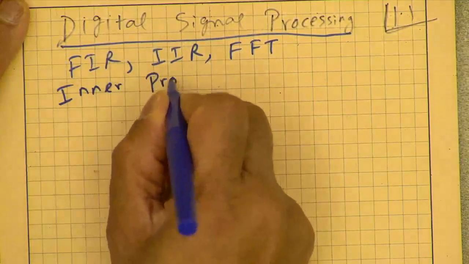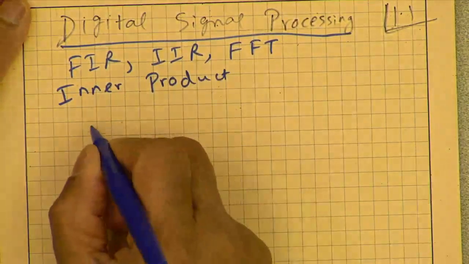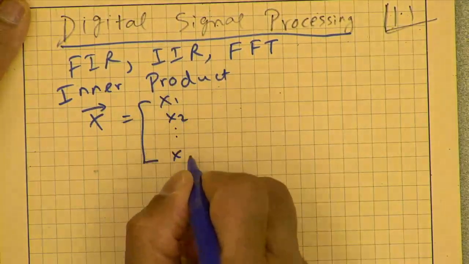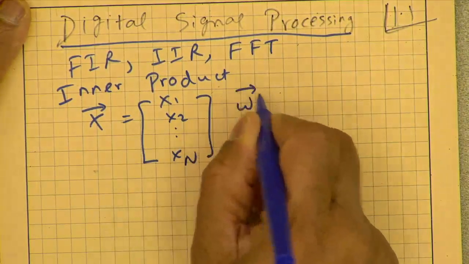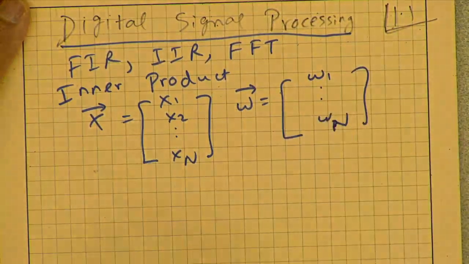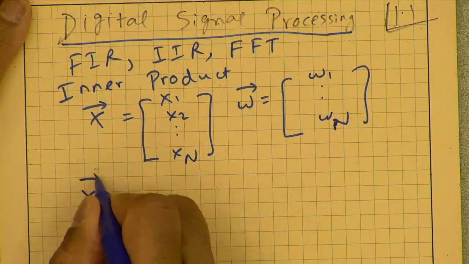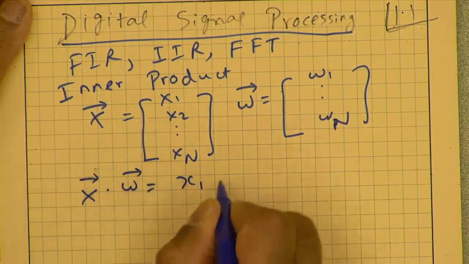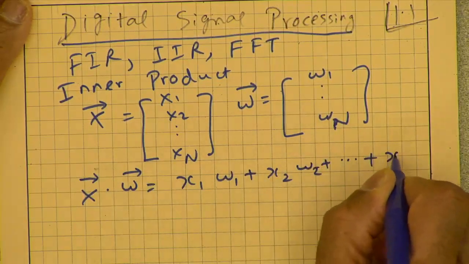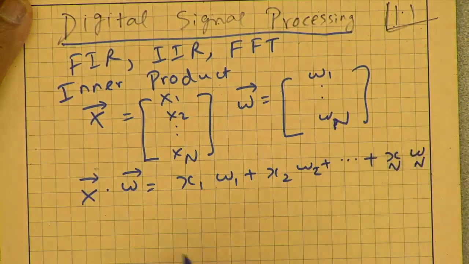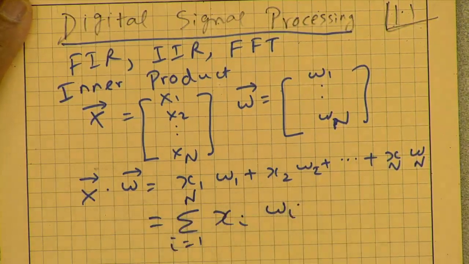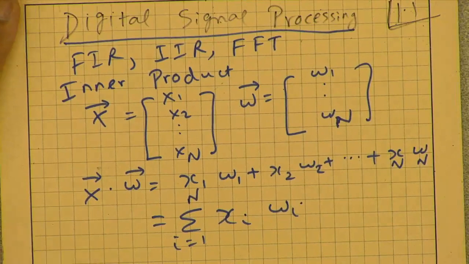If we have two vectors, x and w, let's say a vector x with elements x1, x2 through xn, and a vector w with elements w1 through wn, so two n-dimensional vectors, then the dot product or inner product of these two vectors is x1 w1 plus x2 w2 up to xn wn, or the sum of xi wi for i equal to 1 to n. So if we have two vectors, we can compute the inner product.